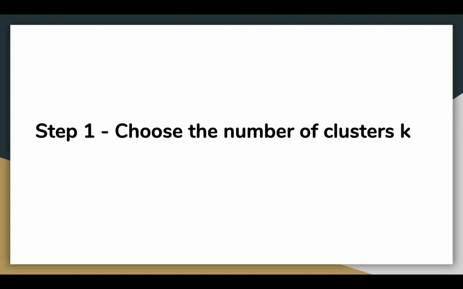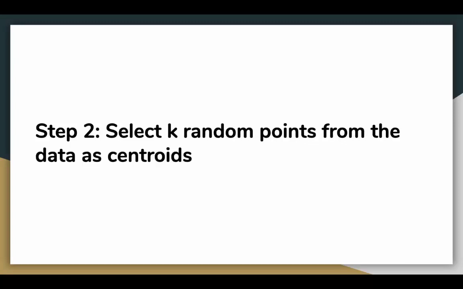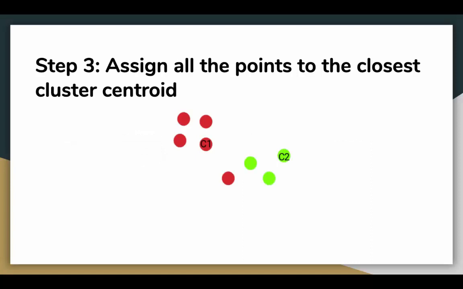The first step in K-means is to pick the number of clusters K. Next, we randomly select the centroid for each cluster. Let's say we have 2 clusters, so K is equal to 2 here. We then randomly select the centroid. Step 3. Once we have initialized the centroid, we assign each point to the closest cluster centroid. Here you can see that the points which are closer to the red point are assigned to the red cluster, whereas the points which are closer to the green point are assigned to the green cluster.